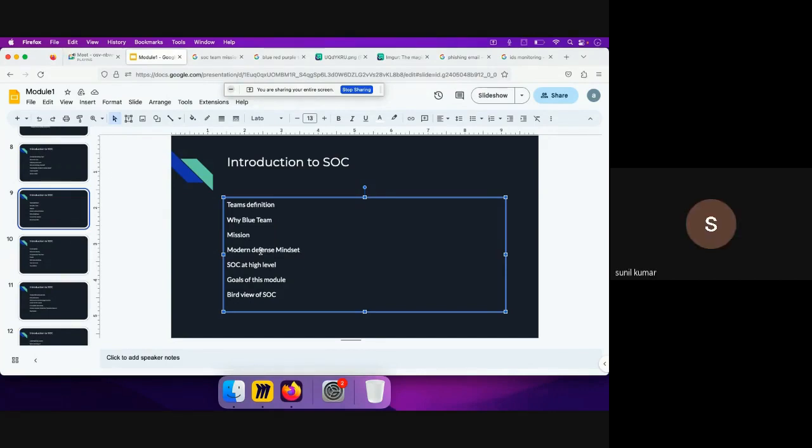Yes, regarding the triage process, you told true positive and false positive. Only two, they can operate, right? Not exactly. So there is true positive, false positive, and benign positive. Okay. So in most scenarios you will get these three things.